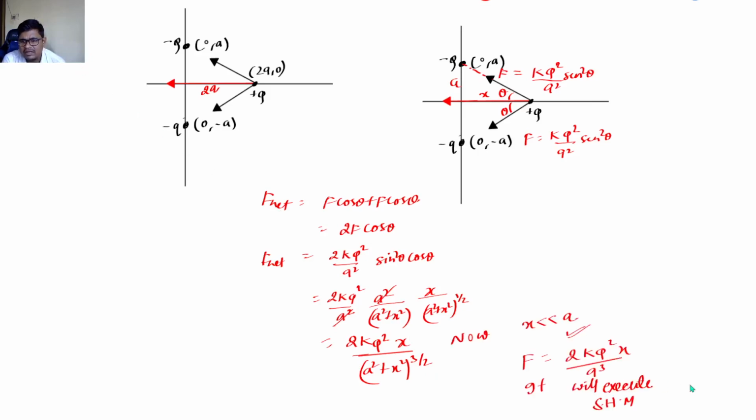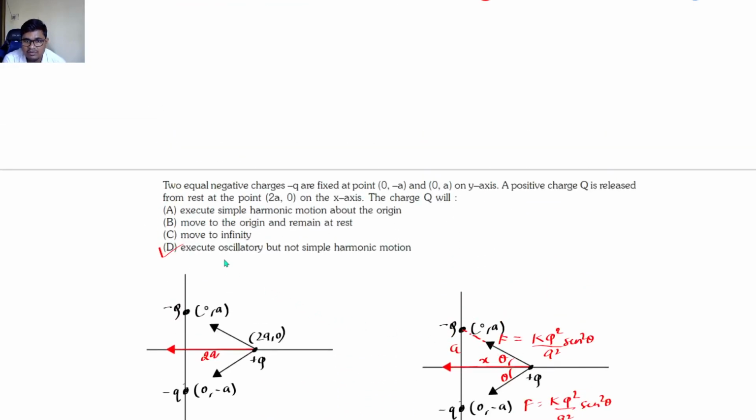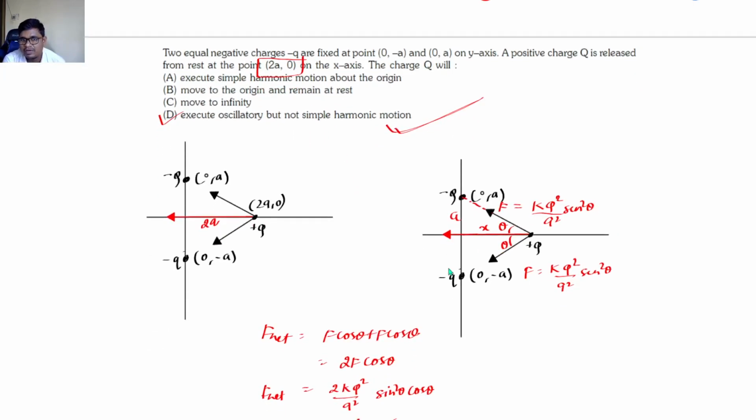Now you can see that for x much less than a, the force will become proportional to x. That means only when x is very small, tending to 0, is this going to perform simple harmonic motion. Otherwise it will perform oscillatory motion but not simple harmonic motion. And why am I saying this? Because the initial location of the particle is (2a, 0), and 2a is not much less than a. Actually it is greater than the value a. So it is going to perform oscillatory, not simple harmonic motion.